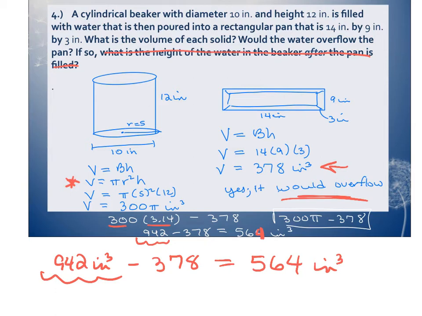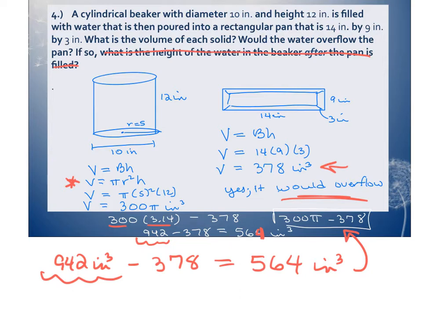So we're not going to find the height. Now, if it asked you to leave it in terms of pi, then you would have just left it like that, because we wouldn't have subtracted 378 from 300 because it doesn't have a pi symbol. So this is a nice standardized test question.